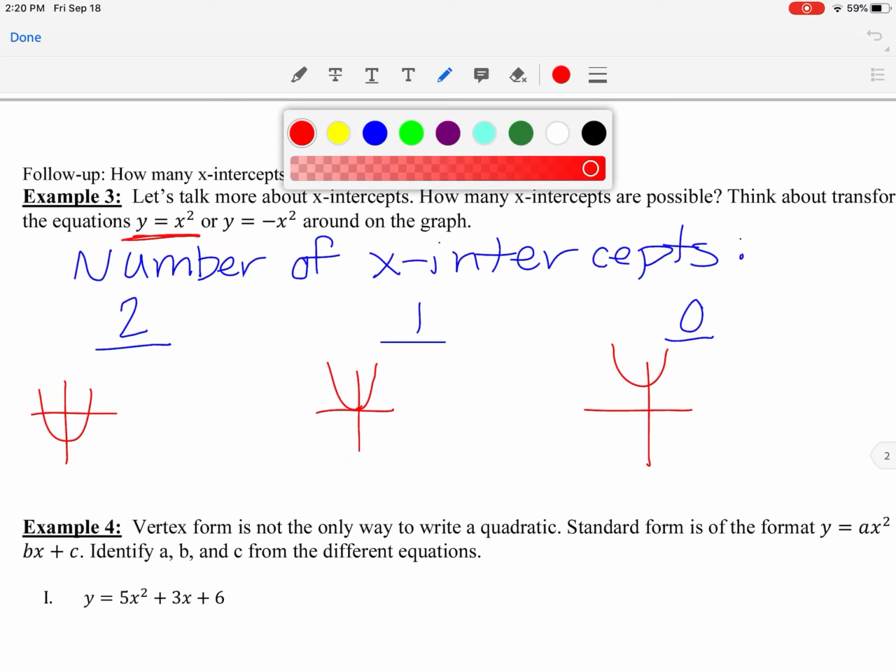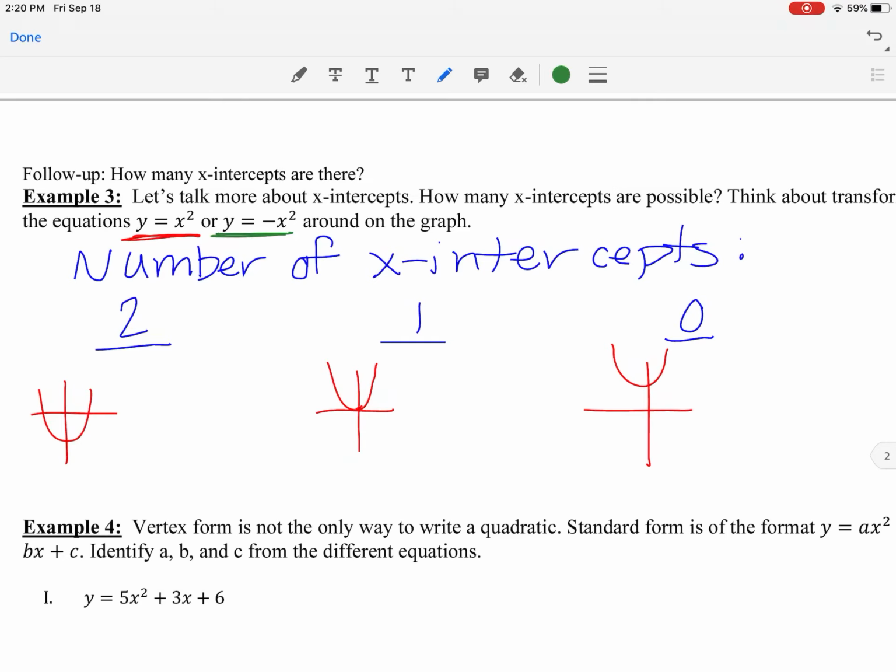So looking at negative, if it's upside down, like this one, to have 2 x-intercepts, I would have to shift it up. To have 1, I would not have to shift it at all. To have 0, I would have to shift it down. So those are our possibilities of transformations and creating different numbers of x-intercepts.